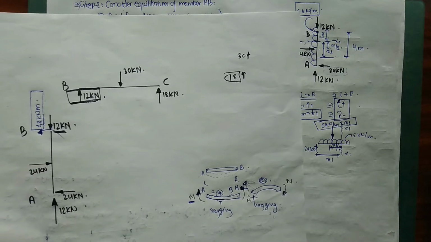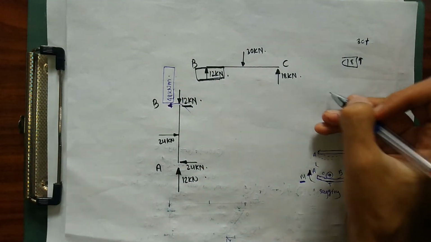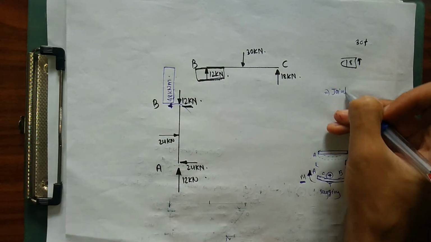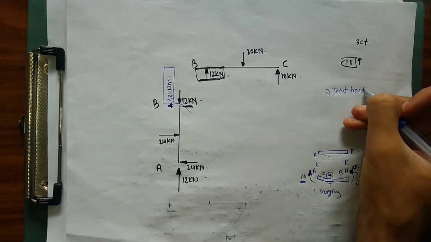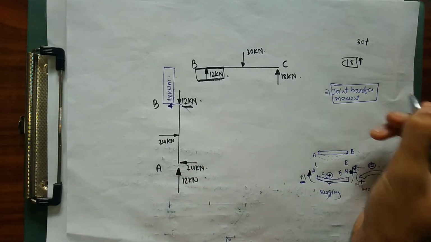So next, what I have done is we have drawn our 40 kN per meter. Our next important step, what you need to understand, is joint transfer moment. Joint transfer moment. This is a very important point.